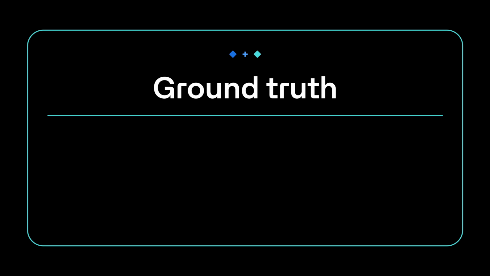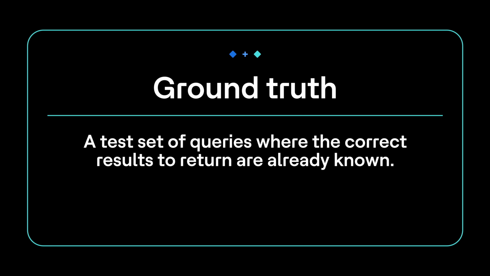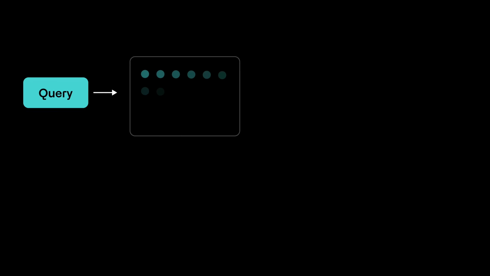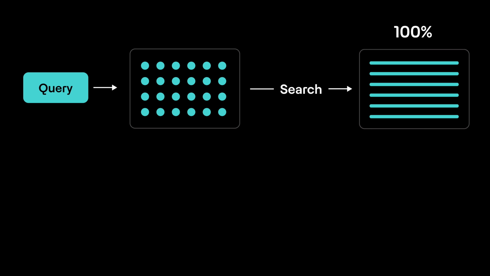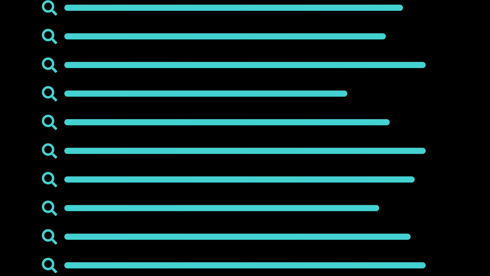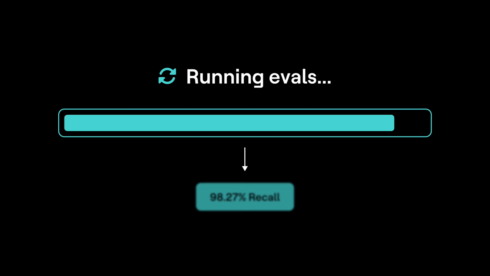The term used for that accuracy is recall. It measures how many of the expected results were actually returned. But recall isn't something your vector database can give you automatically, as it has no way of knowing what the correct results should be for a given query. That's why you need ground truth, a test set of queries where the correct results to return are already known. So for each query, we're essentially asking, how many of the correct results did we get back? If we were looking for the top 10 and we get all 10, that's perfect recall. If we get 9 out of 10, that's 90%. Now we do that across hundreds of queries, average the results, and that's your recall score.